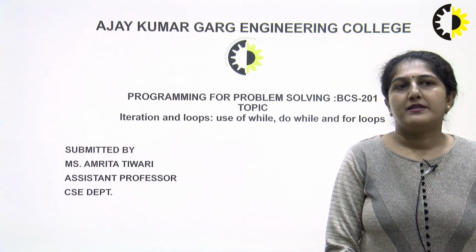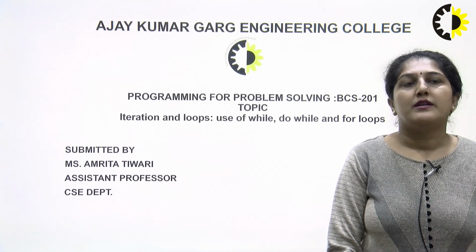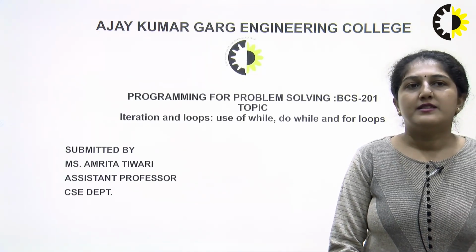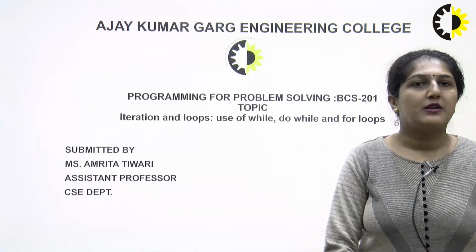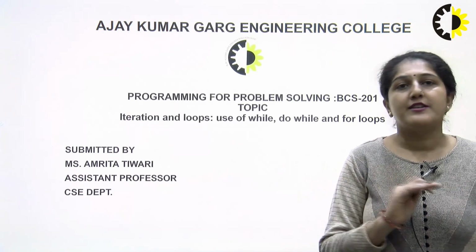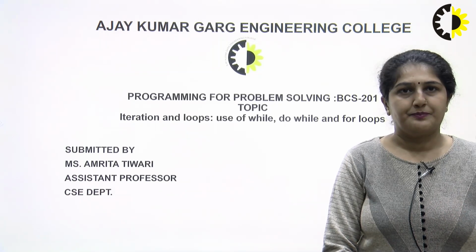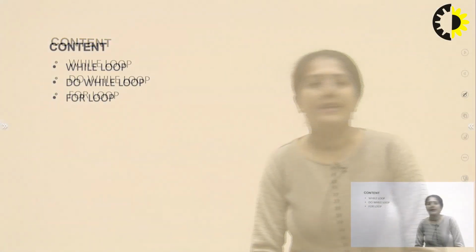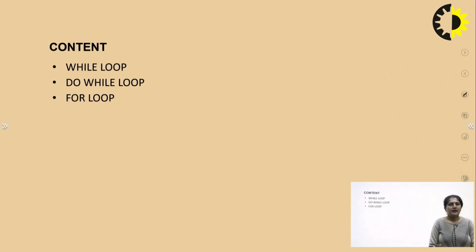Today my topic is on C language, that is iteration and loop, that is use of while, do while and for loop. We will discuss these three basic loops, that is while, do while and for loop, and understand what are the differences among all three. So the contents are this: while loop, do while and for loop. So let us start with the while loop.